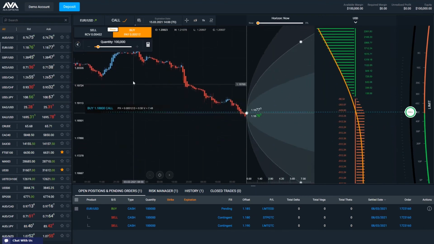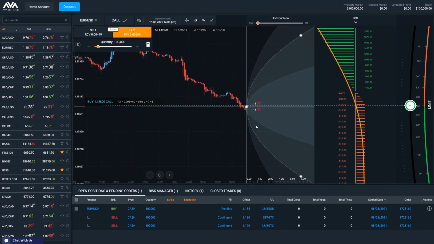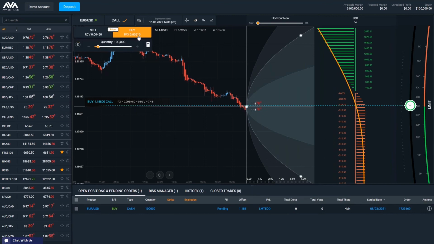What's happening? We're buying a call option, which means we have the right to buy at the strike price, which is currently 118.80. I have the right to buy 100,000 euros against the dollar at 118.80. That's going to cost me $513, or as you can see in the orange button, that's 51 pips, 0.0051 times 100,000 is $510, $511. And that's the most that I can lose.